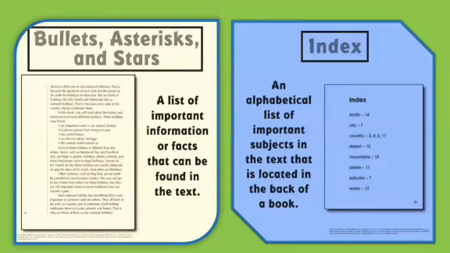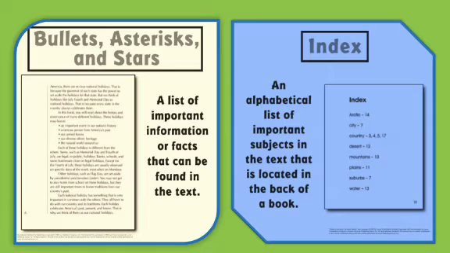So also we have bullets, asterisks, and stars. If you wonder what this is, it's a list of important information or facts that can be found in the text. These are essential information that the author adds to the book, important facts, important details of these books.